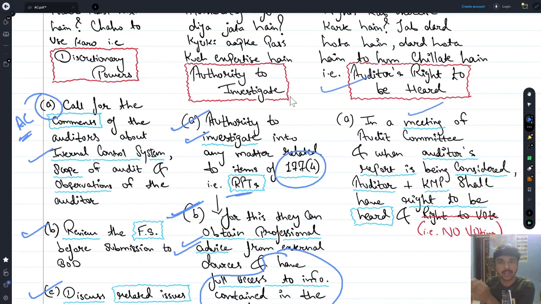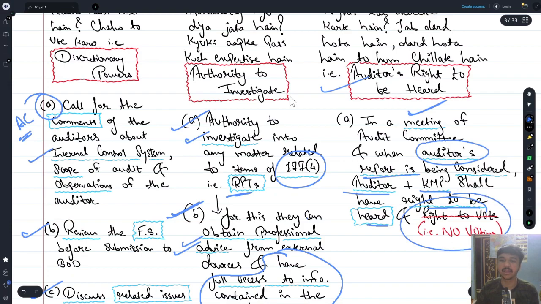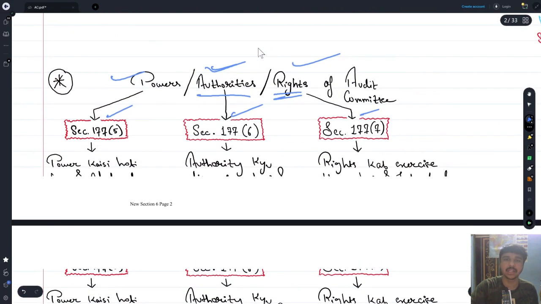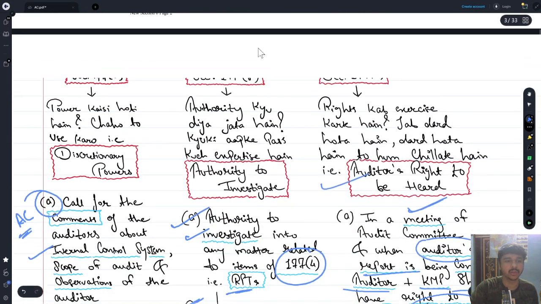and they can speak up there. And obviously, whenever the auditor's report is being considered, which the statutory auditor has prepared, the auditor plus the key managerial person shall have the right to be heard. And obviously, there is something I have cut down here, that is the right to vote. They cannot vote, no auditor can vote. So these are the powers, these are the authorities, these are the rights of the audit committee.